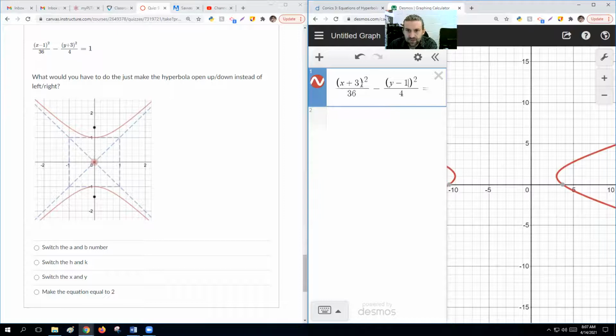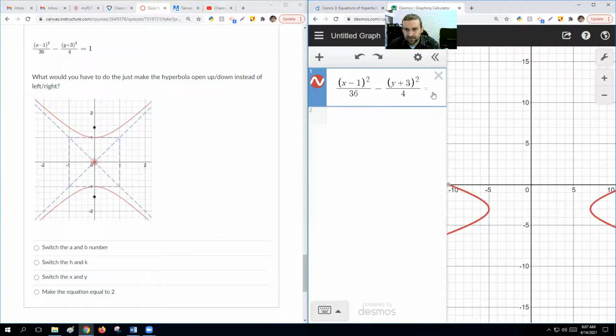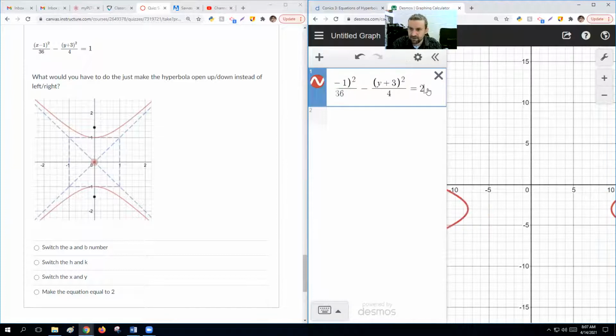Nope, all I did was just kind of move over. So we'll go back to the original. All right, switch the x and y around. So we'll make this y for x. Oh, okay, that's switched around. And then let's just go back. What if we make this equal to 2 instead of 1? I doubt that would do anything different. No, that didn't change anything. So yeah, definitely we need to switch the x and y around.